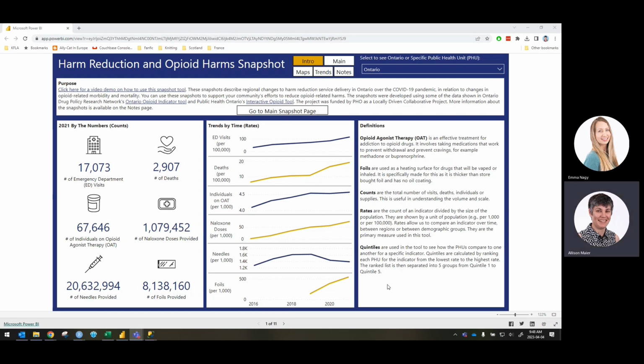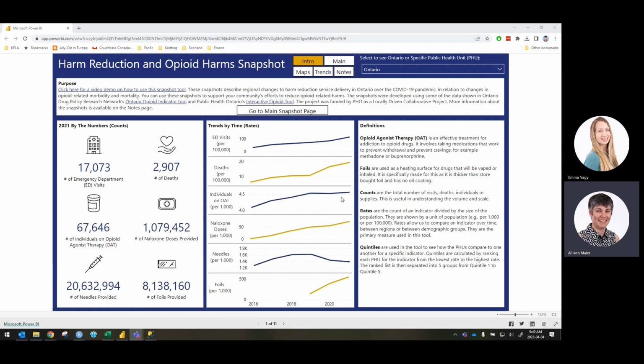Hello, everyone. Welcome to a short demo on how to use the Harm Reduction and Opioid Harm Snapshot. The goal of this snapshot is to provide information on harm reduction and opioid harm's morbidity and mortality throughout the pandemic and a little bit before. We start on an introductory page that just has some critical information and will lead you through the rest of the dashboard.